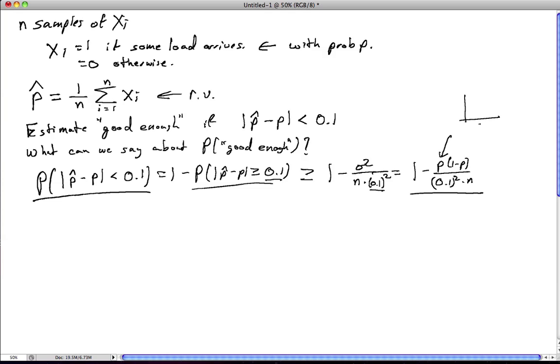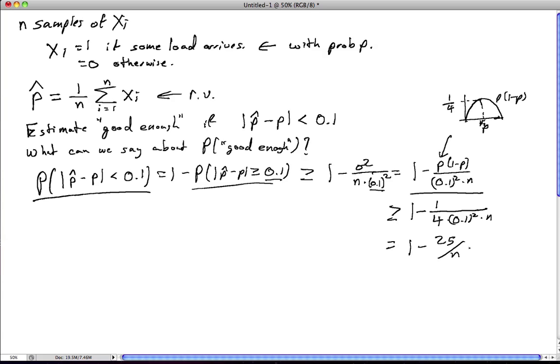This, as a plot as a function of p, looks like this. Remember, we did this in class. At 1/2, this is p times 1 minus p. At 1/2, it's equal to 1/4, and that's the maximum value it takes. So we know that this particular expression, whatever p is, is less than or equal to 1/4. Well, if this is less than or equal to 1/4, then we can continue to follow these inequalities. We can drop 1/4 in here. So let's simplify this a bit. So 4 times 0.1 squared, well, the 0.1 squared is 1/100. Bring it over there. So this is 1 minus 25 over n.